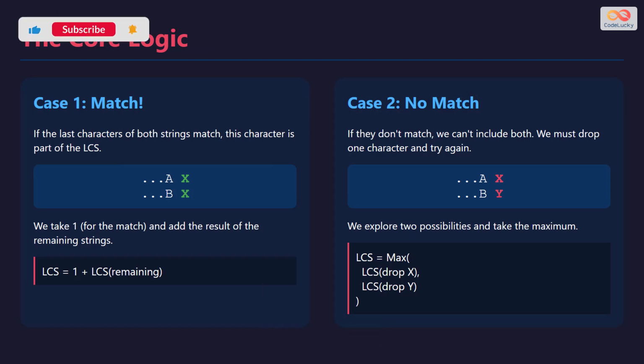We can solve this recursively by breaking it down into smaller subproblems. There are only two main scenarios when comparing the last characters of two strings. Case 1, the characters match. Great! We count this as one match and then look for the LCS of the remaining parts of the strings. Case 2, they do not match. Since we cannot include both mismatched characters, we branch out. We try ignoring the last character of the first string and separately ignoring the last character of the second string. We then take the maximum result of these two possibilities.